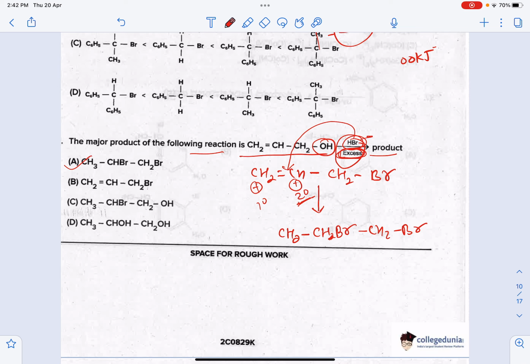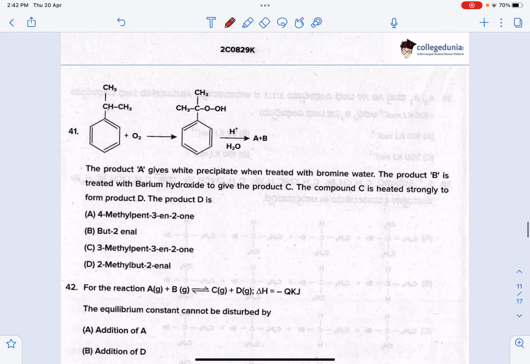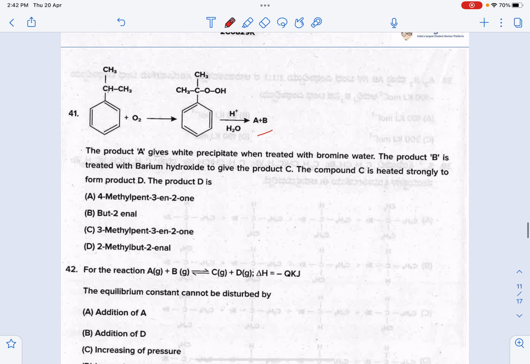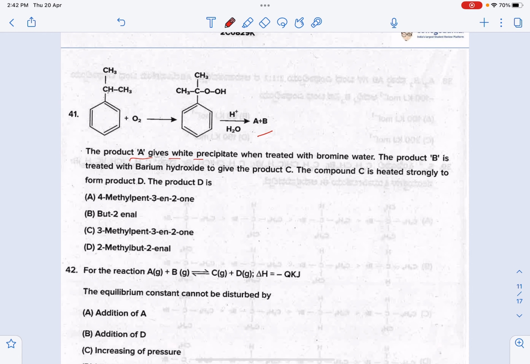Now the next question: some reactions are given, and it asks for the product. A gives a white precipitate when treated with bromine water. Product B is treated with barium hydroxide to give product C. Compound C is heated strongly to give product D. Now it asks what the product will be.